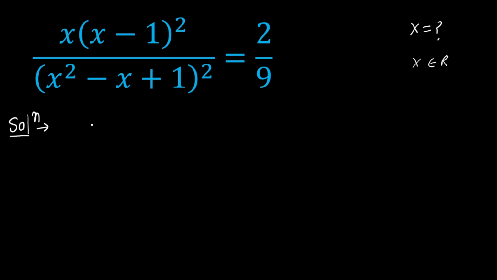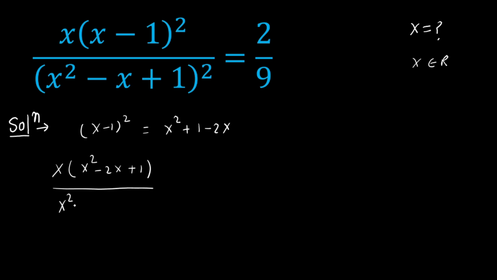(x minus 1) whole square, look carefully, if we expand this, then this is x square plus 1 minus 2 times x. Then x times (x minus 1) whole square is x square minus 2 times x plus 1, divided by (x square minus x plus 1) whole square, and this is equal to 2 over 9.